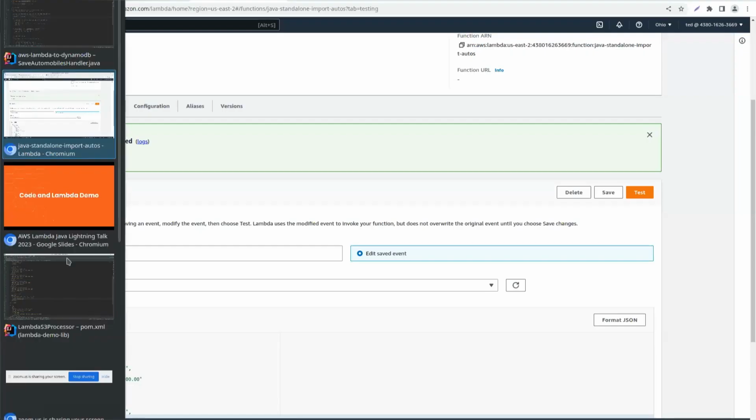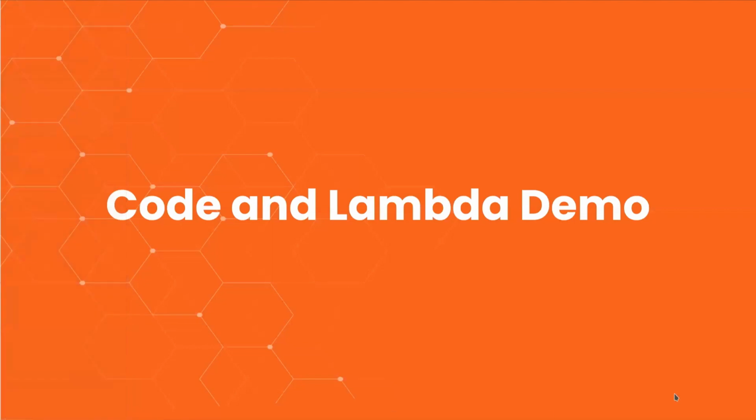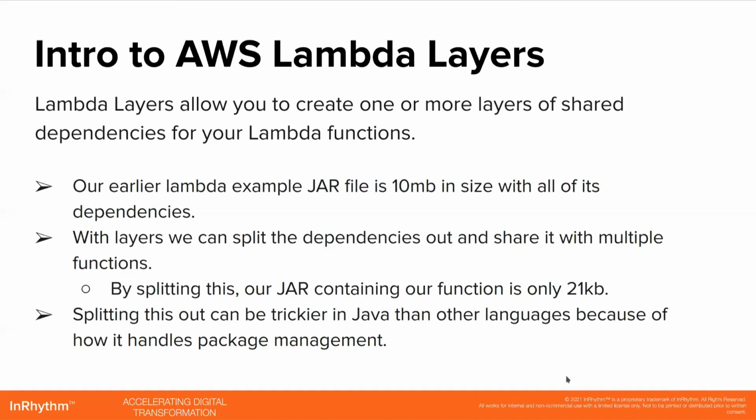All right. So I'm going to return back to our presentation for a minute and start talking to you about Lambda layers. As you may recall, our first example of a Java-based Lambda came in at almost 10 megabytes in size. It showed up, I think, 9.8. With layers, though, we can split out the dependencies. We can have multiple layers, and by splitting this out, you'll see that our function will go down to about 21 kilobytes. However, we still have one layer or one jar that will be close to 10 megs.